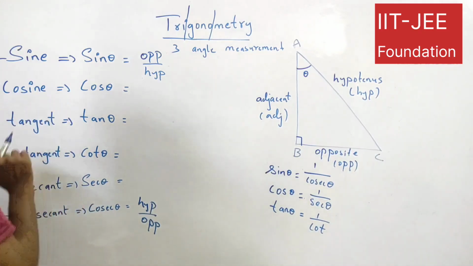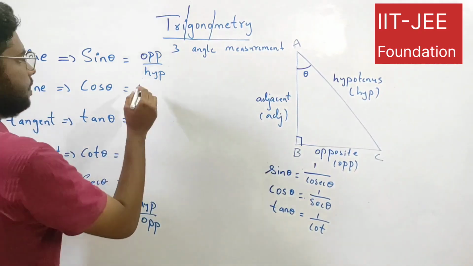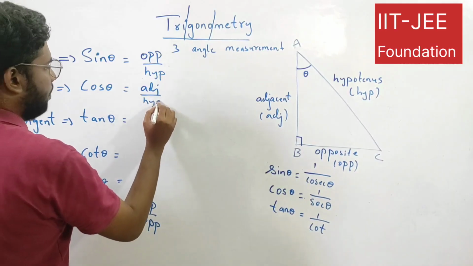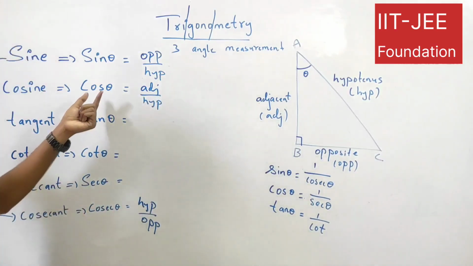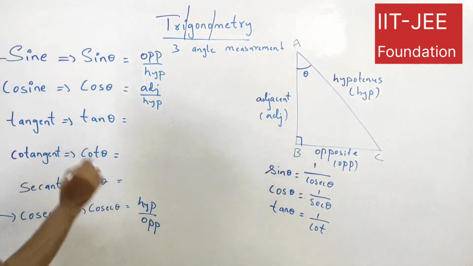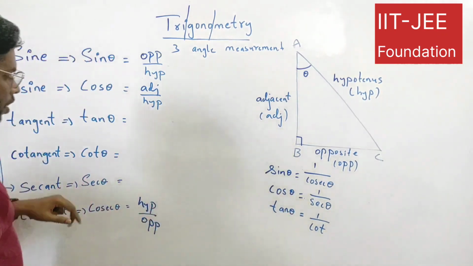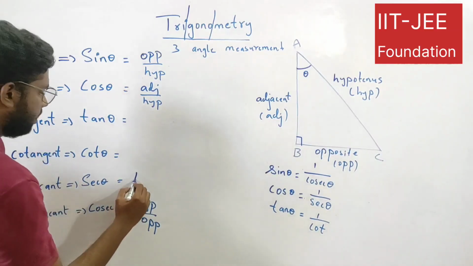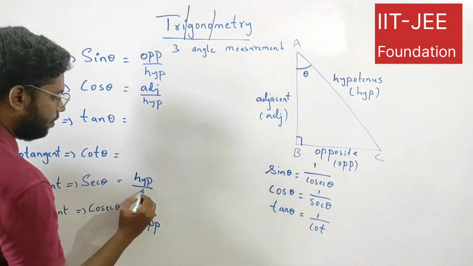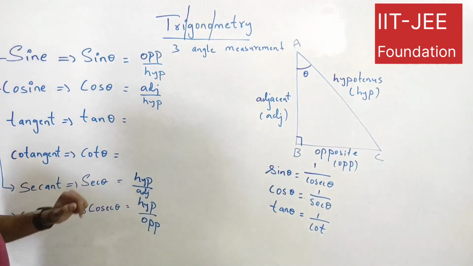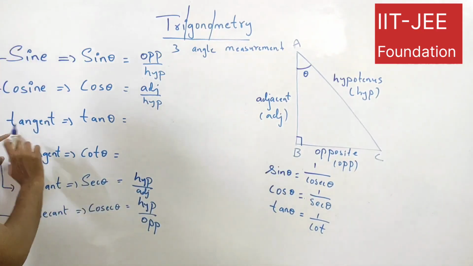Next we have cosine theta, cos theta. It is the ratio of adjacent divided by hypotenuse. And cos reciprocal is what? Secant theta. So I can write the reverse of it, that is nothing but hypotenuse divided by adjacent.